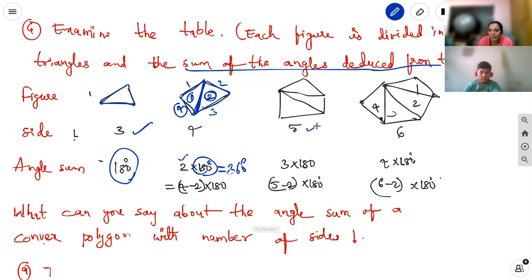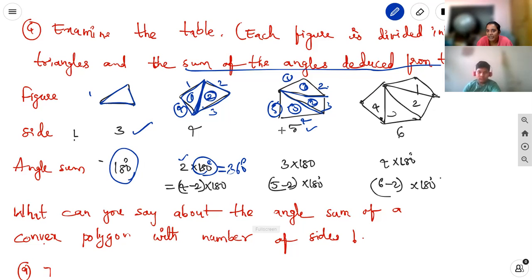Next, pentagon. Pentagon means 5 sides: 1, 2, 3, 4, 5 sides. Divided into triangles. One triangle, two triangles. If we draw the diagonals, then it can be divided into 3 triangles: 1, 2, 3. So 3 into 180 degrees. How are we getting the 3? 5 minus 2 is equal to 3, into 180.